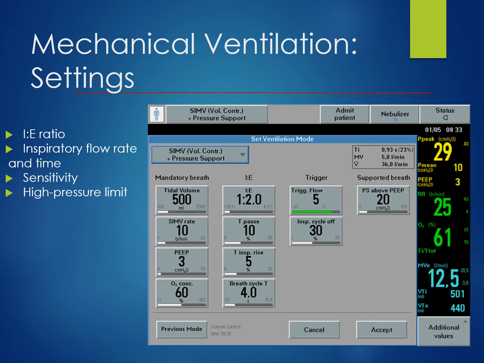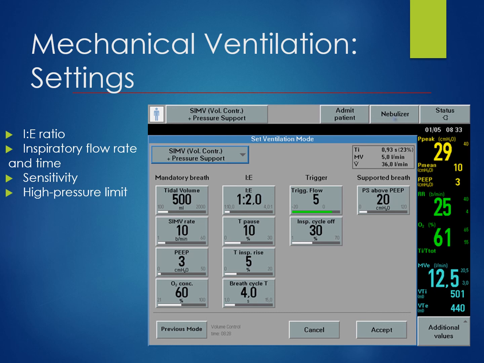Inspiratory flow rate and time, told you don't worry about that. Sensitivity, so that's the amount of effort needed to generate a breath. So for patients that have a lot of difficulty, increased work of breathing, that sensitivity might be set lower so that it's picking up even the tiniest effort from the patient trying to take a breath.